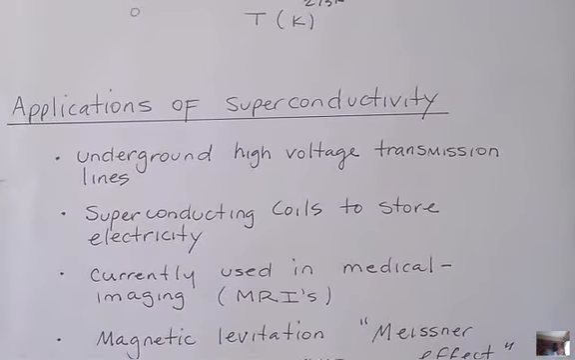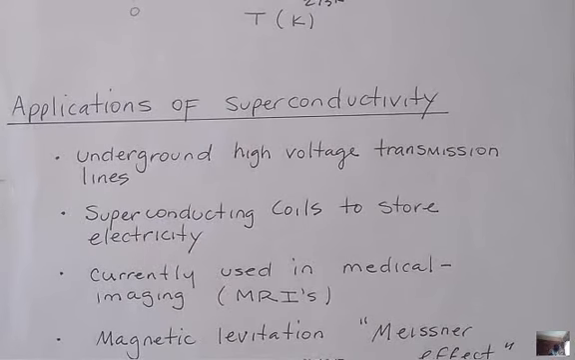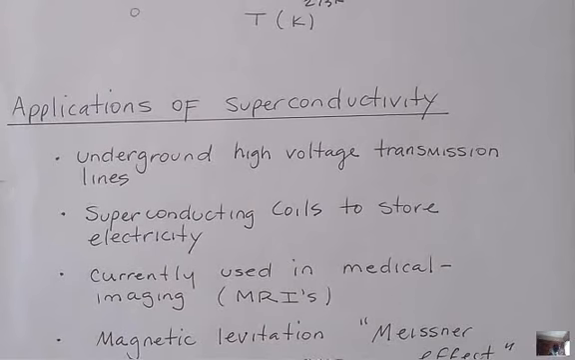Okay. Here's some applications of superconductivity. Underground high voltage transmission lines, right? These things would be kind of expensive to do, so you wouldn't want to string them on wires the way we currently do. They would go underground. The other thing you could do with them is you can make superconducting coils to store electricity, right? Since there's no loss to resistance, the electricity could be held in there until you need it without losing any. Right now, there's not really a way. Batteries don't work that well. There's losses in moving the energy in and out of the batteries.